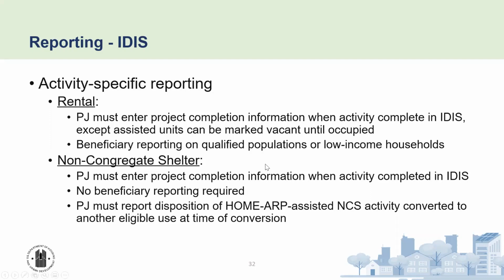Another thing that's different from regular HOME, the PJ must report on the disposition of any HOME-ARP assisted non-congregate shelter activity that's later converted to another eligible use. So this would be for conversion of non-congregate shelter to another eligible use. This reporting would be done at the time of conversion, and it will require the PJ to reopen the non-congregate shelter activity in IDIS and enter the conversion information before recompleting the activity.